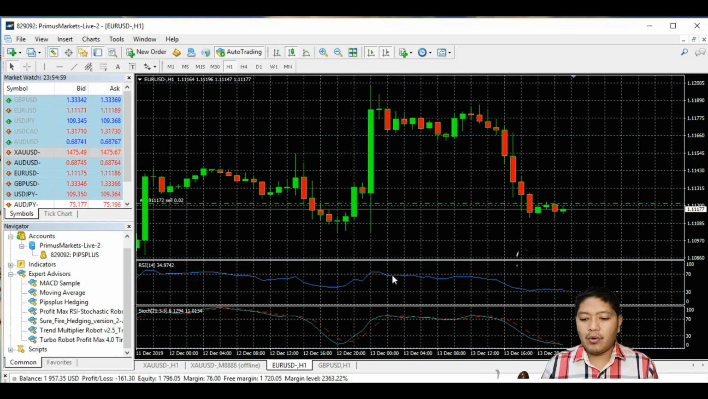All right, so this is the good thing about this EA and these indicators. So now we will be using the EA. How do we enter with this EA, right? Using your RSI and Stochastic entry here. All right, so I have here ProfitMax, RSI and Stochastic.